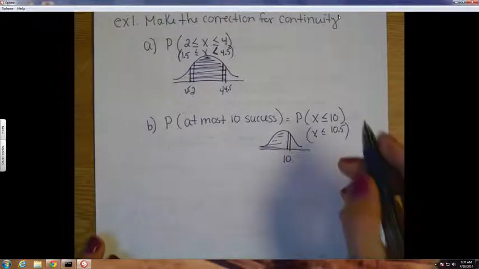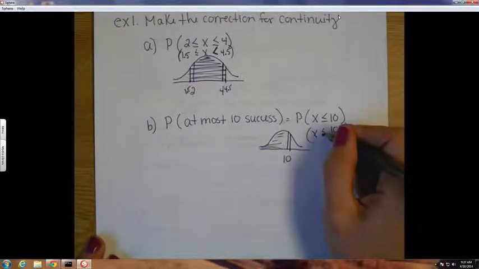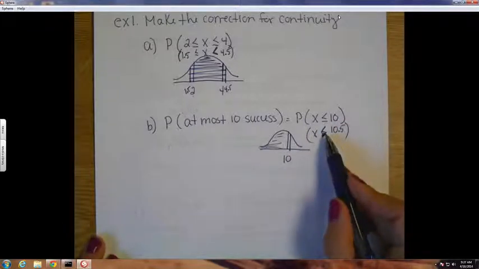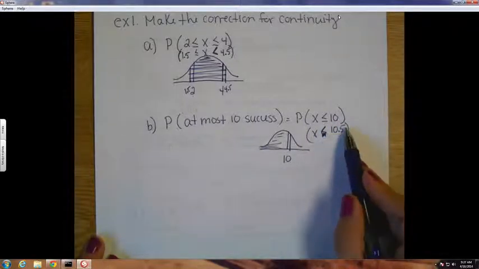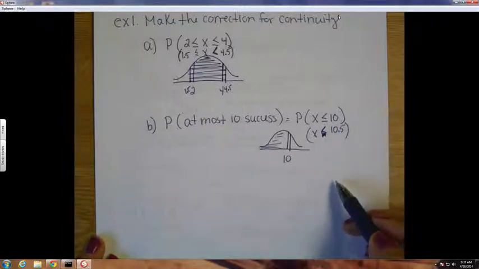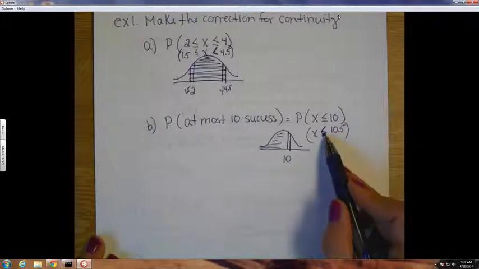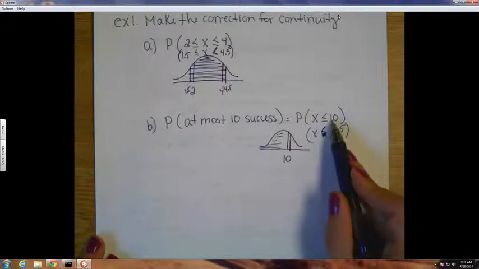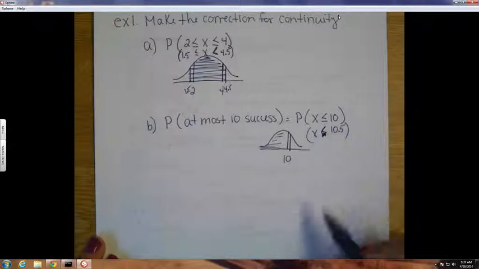Oh, yes, just less than. Thank you for catching that. Will I mark that wrong on the test? No, because I don't care if you've got a less than there or a less than or equal to. You're still going to take 10.5 and turn it into a z-score to your NCDF. So that's why this doesn't really matter. You have to know what this means, but when I write this one down, it doesn't matter. So I won't mark that wrong.